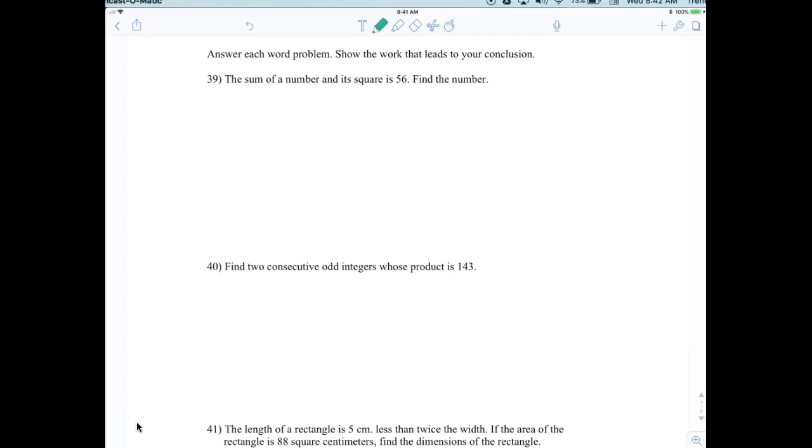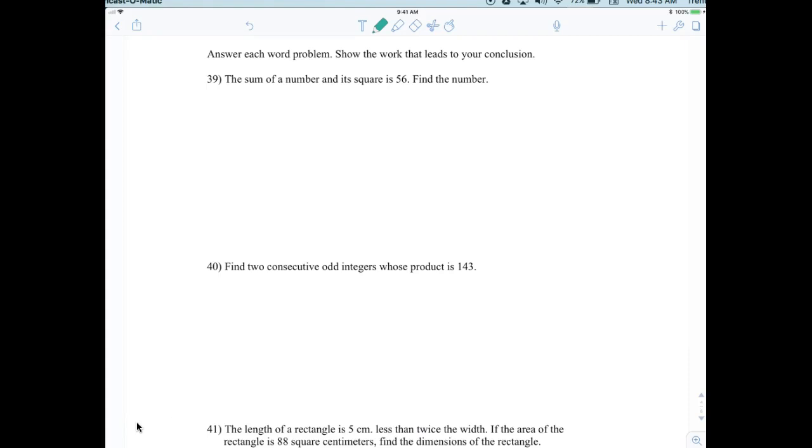So here we go. The sum of a number and its square. How do I write the sum of a number and its square? Give it a shot. Somebody. Is it just x squared? And? Equals 56. No, tell them. X plus x squared. You're awesome. That's what I'm telling you.